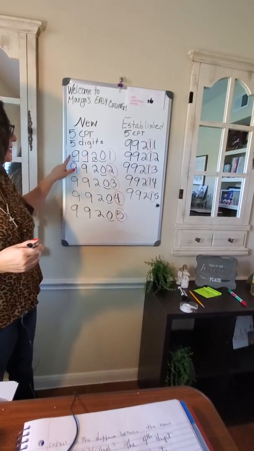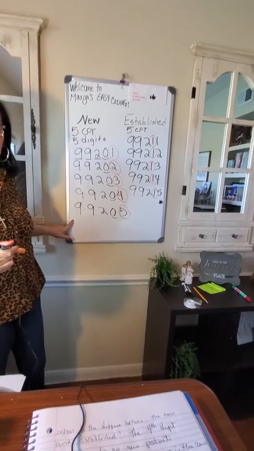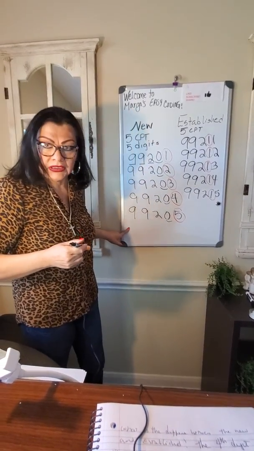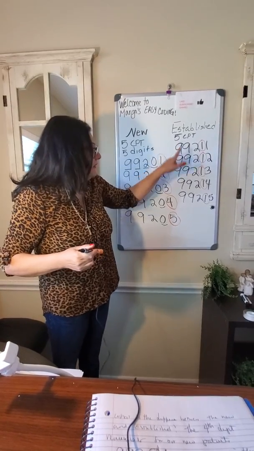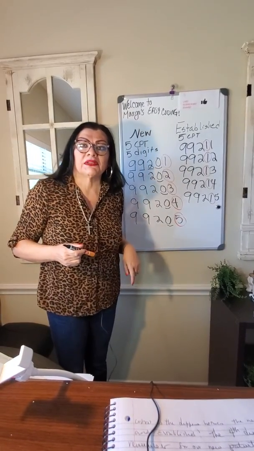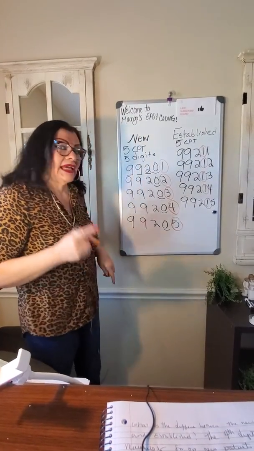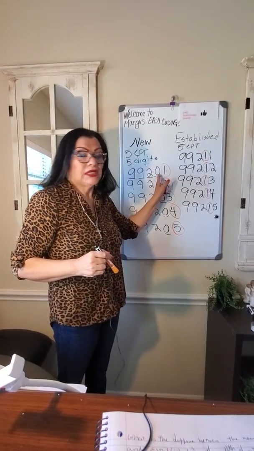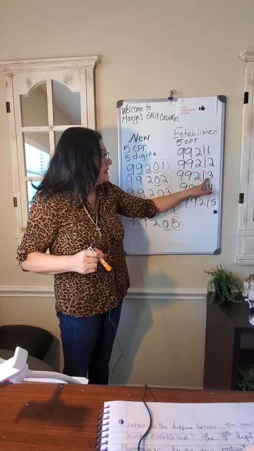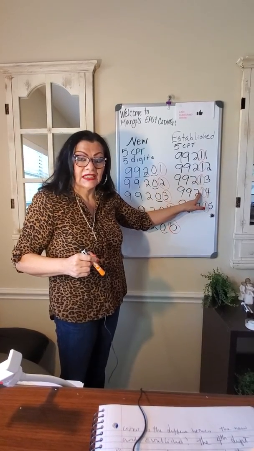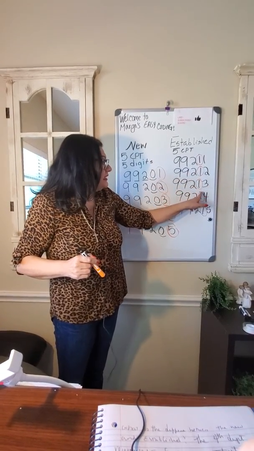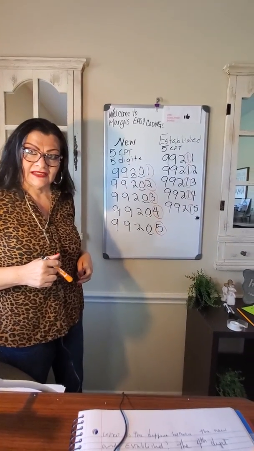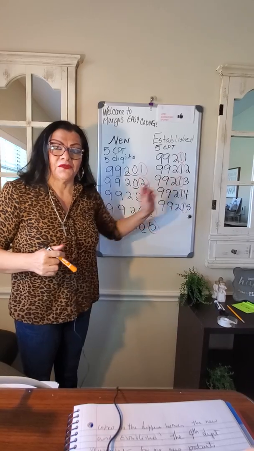We have 5 CPT codes for a new patient, and that's all we have. And in the world of coding, we have 5 CPT codes for established patients. In this case, it's no longer a 0 because 1 means established patient. 1 means that this patient is already an established patient. That is the only difference.